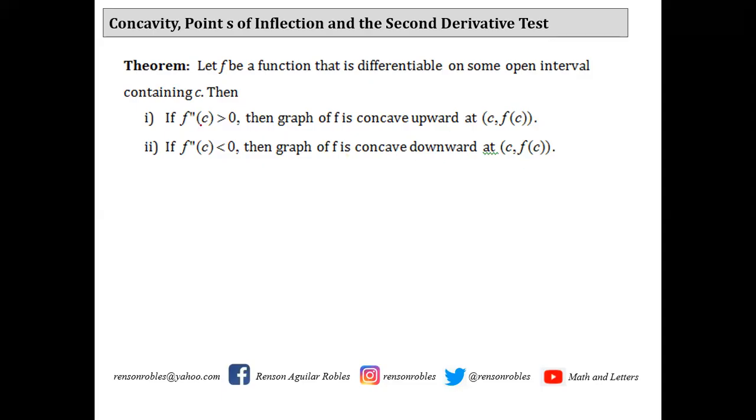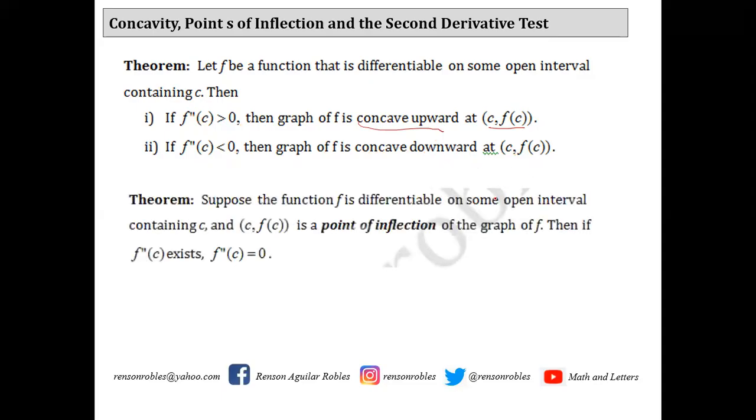One more time: if f double prime of c is greater than 0, then it's concave upward at the point (c, f(c)), and if f double prime of c is less than 0, then the graph of f is concave downward at (c, f(c)). And the second derivative test will give us the point of inflection. So the point of inflection will determine the sense of concavity of the function.